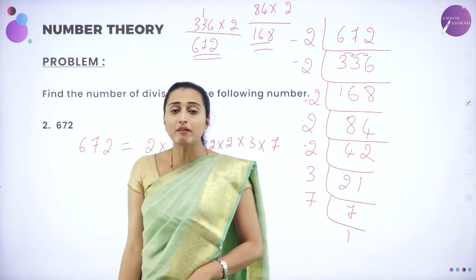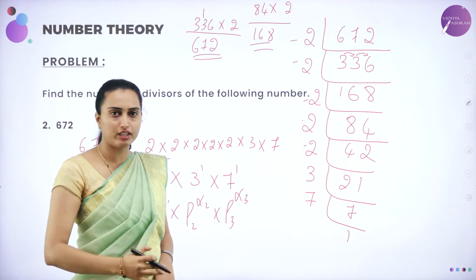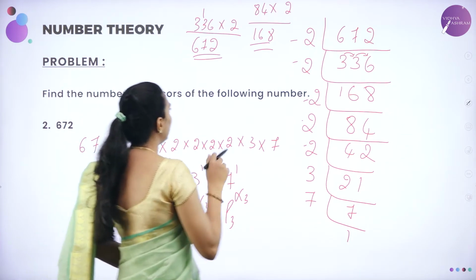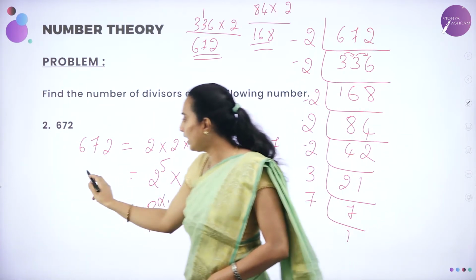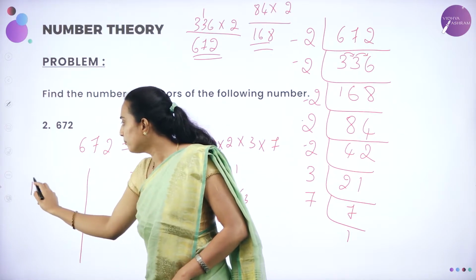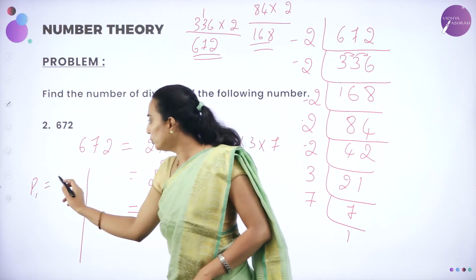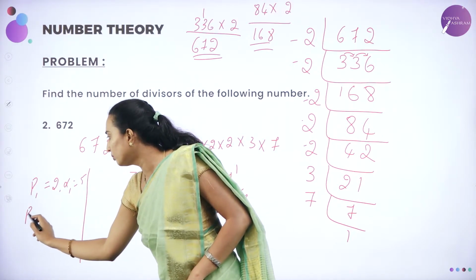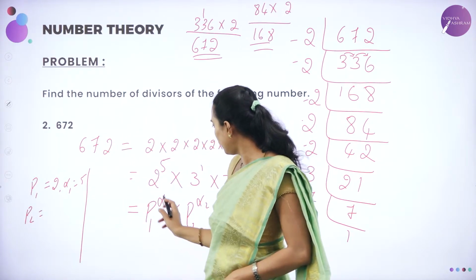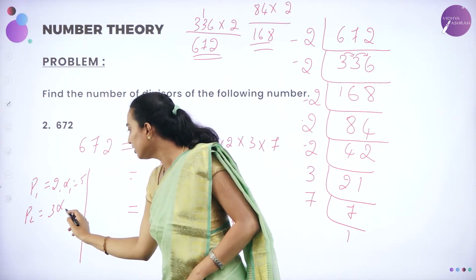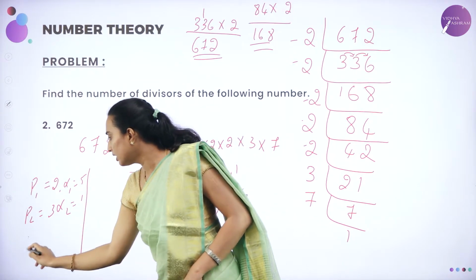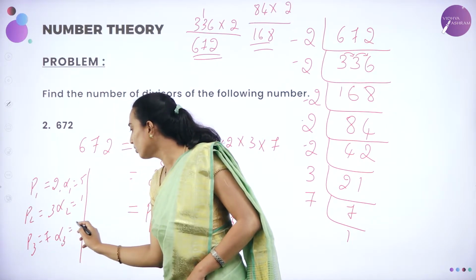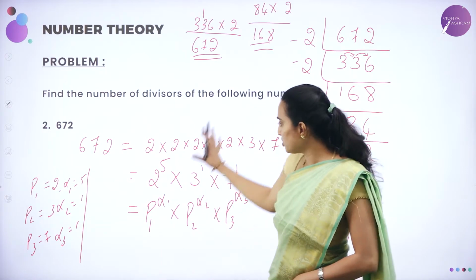You can observe what the powers are: alpha 1, alpha 2, alpha 3. What are the numbers? 2, 3, 7. So P1, I can write it over here. P1 is 2 and alpha 1 is 5. Similarly, P2 is 3 and alpha 2 is 1. Similarly, P3 is 7 and alpha 3 is 1. Correct? So you need to observe this.